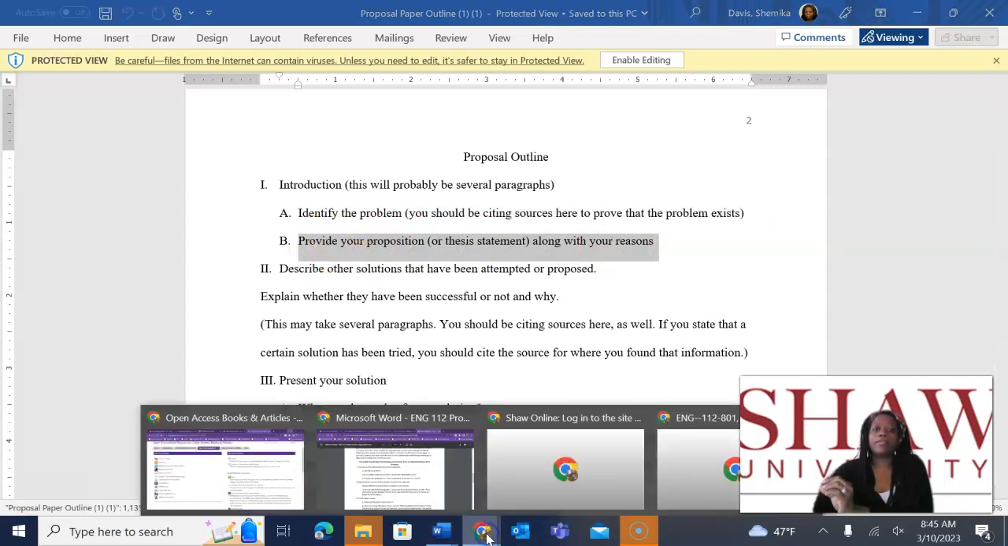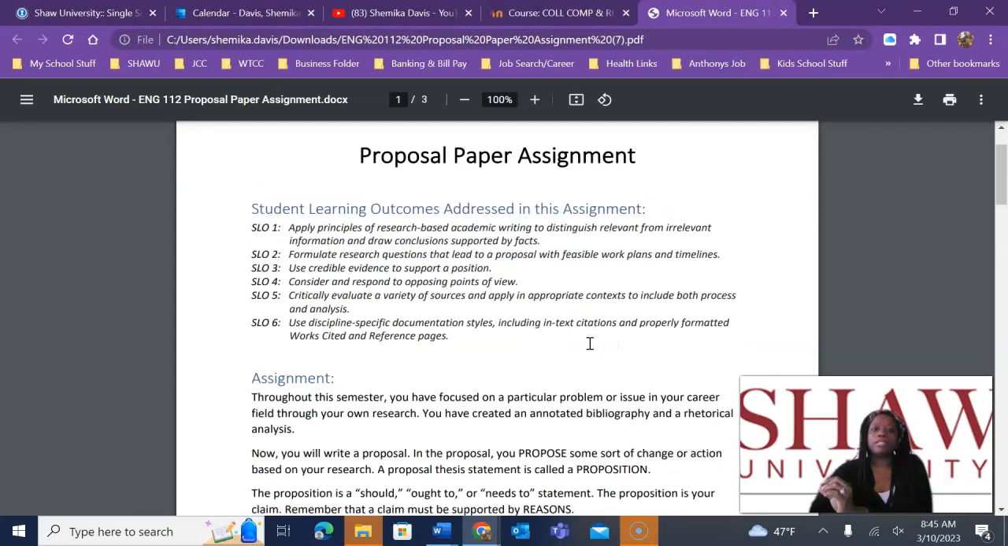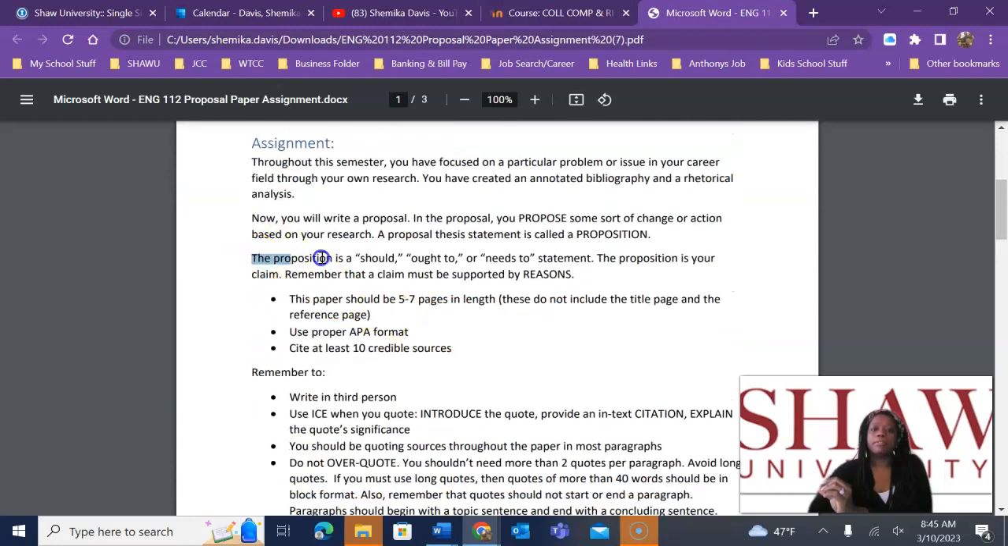This is where we were talking about using that, and let us go back there. Here we go. If you scroll back up within the paper assignment, the proposition is a should, ought to, or needs to statement. Okay, so you can use that to help you write your thesis.